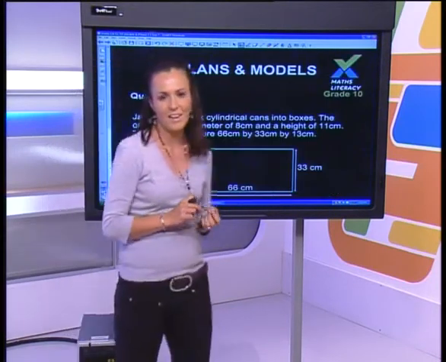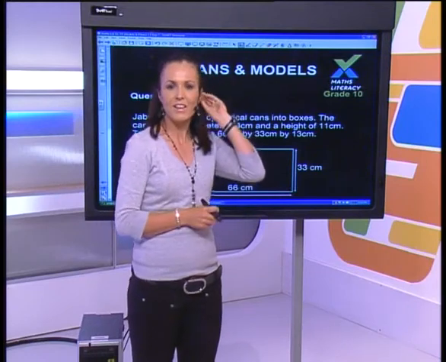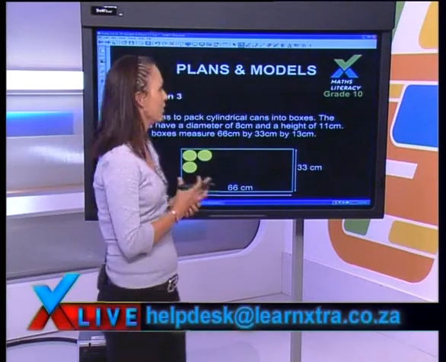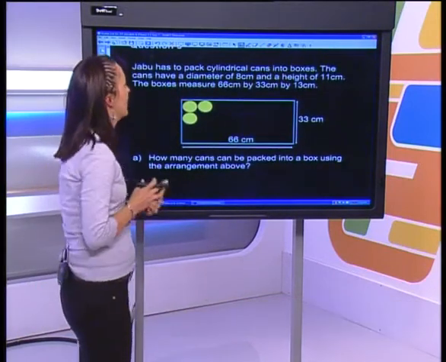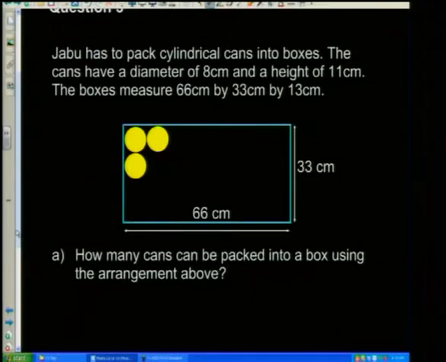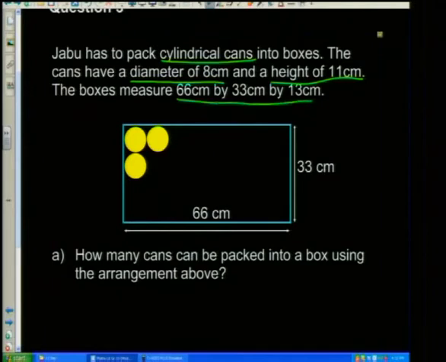Right, okay, next question, a little bit more challenging. Keep in mind what we've done so far. Let's have a look at the next question. Question 3 says, Jabu has to pack cylindrical cans into boxes. The cans have a diameter of 8 centimeters and a height of 11 centimeters. And the boxes measure 66 centimeters by 33 centimeters by 13 centimeters.